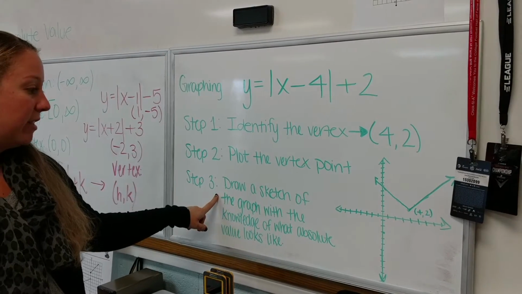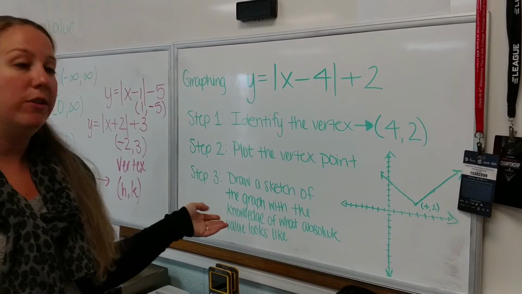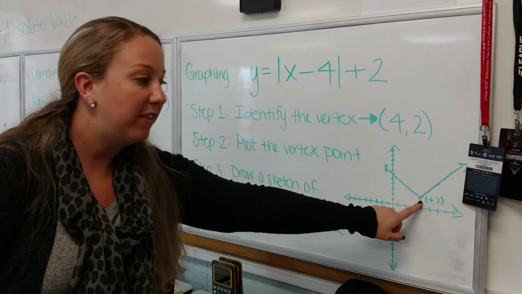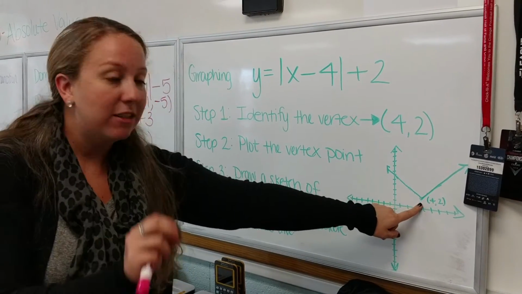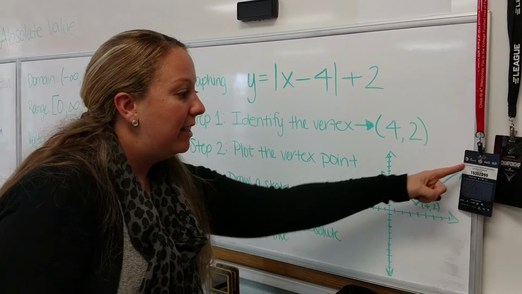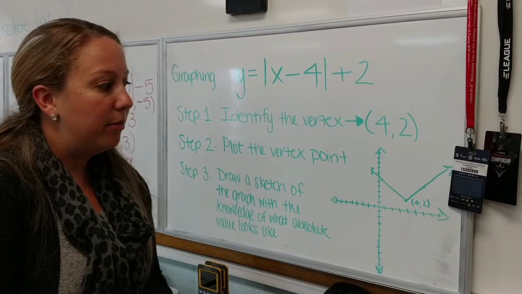And then you're going to draw a sketch of the graph with the knowledge of what absolute value looks like. So you know the absolute value graph looks like a V. So this is going to be the vertex or that bottom point of your V. And that's what your graph is going to look like for absolute value.